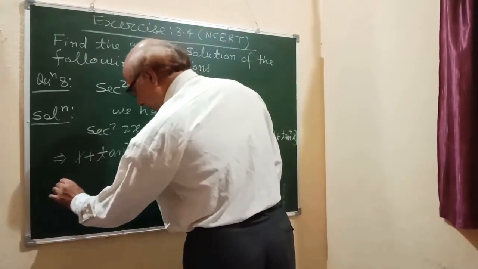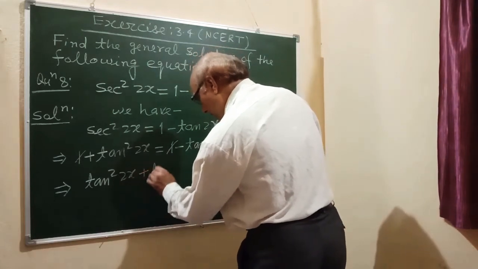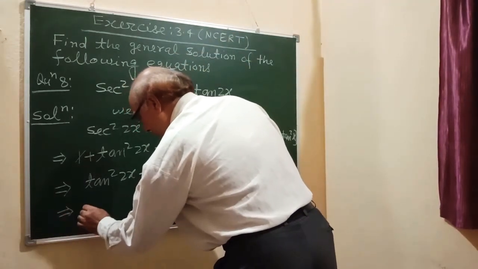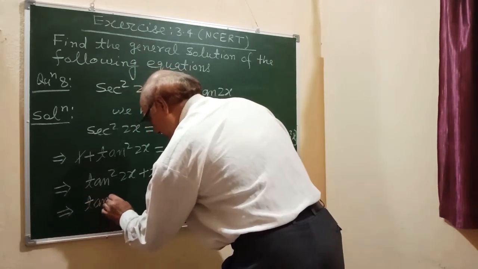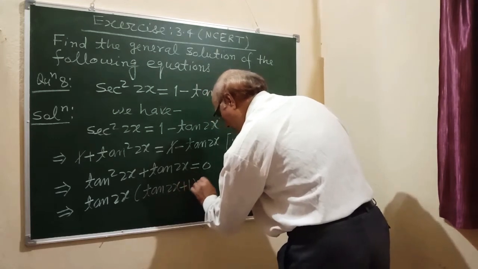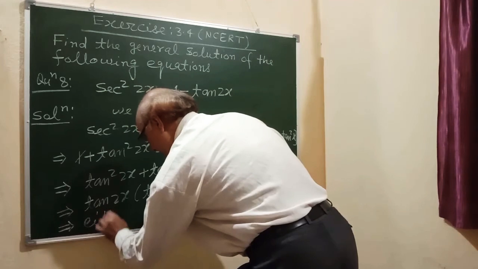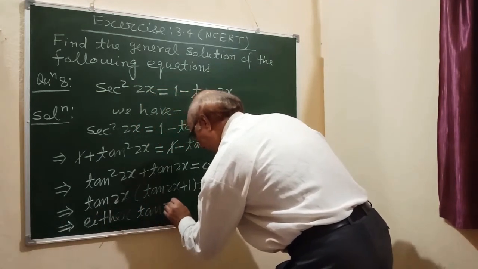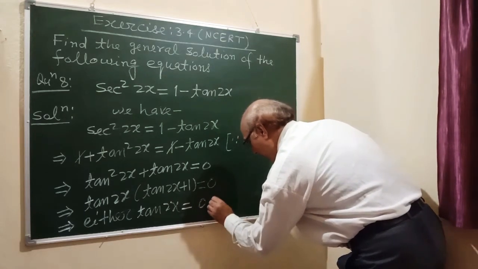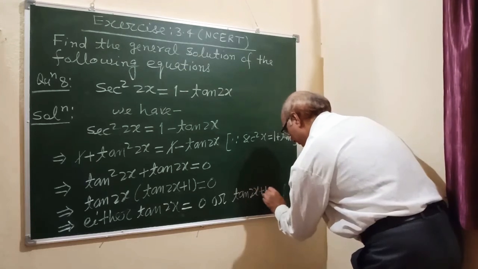Here 1 will be cancelled, and this implies that tan square 2x plus tan 2x equal to 0. Here we take tan 2x common, we get tan 2x into tan 2x plus 1 equal to 0. This implies that either tan 2x equal to 0 or tan 2x plus 1 equal to 0.